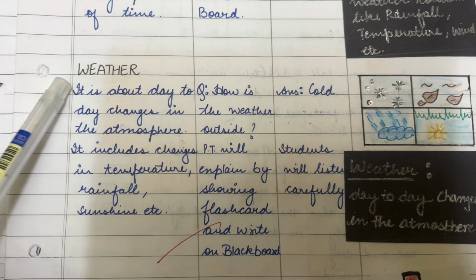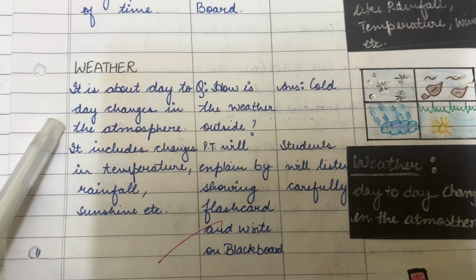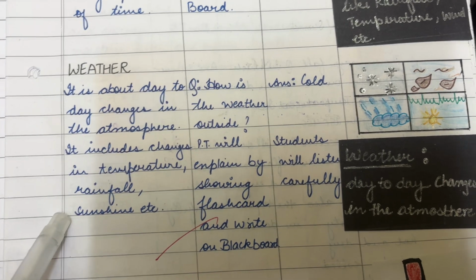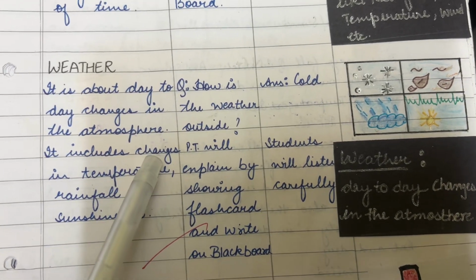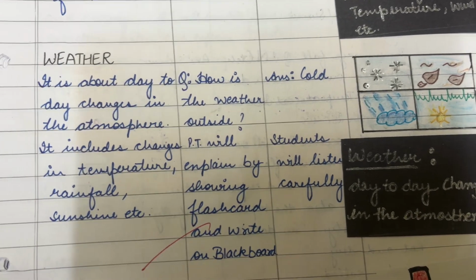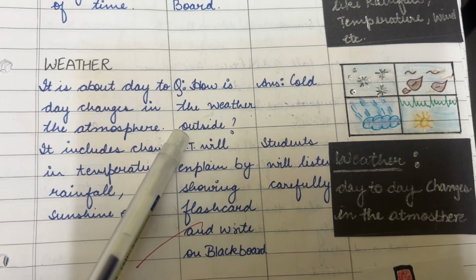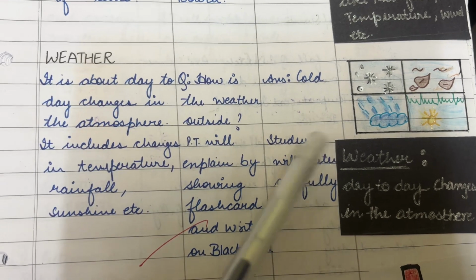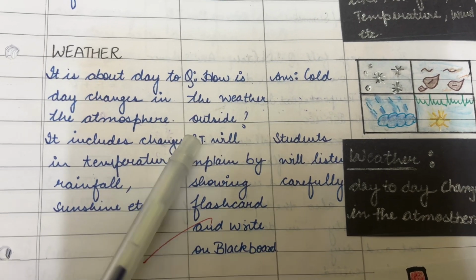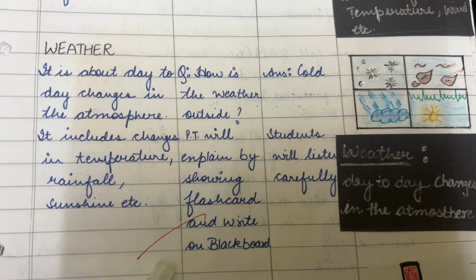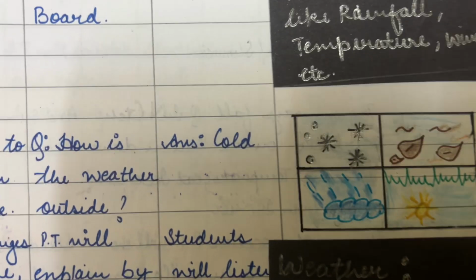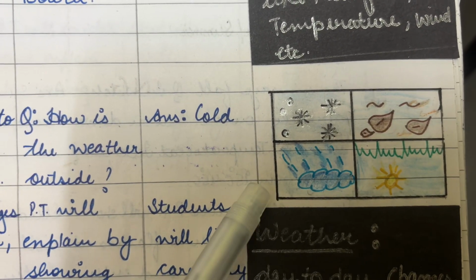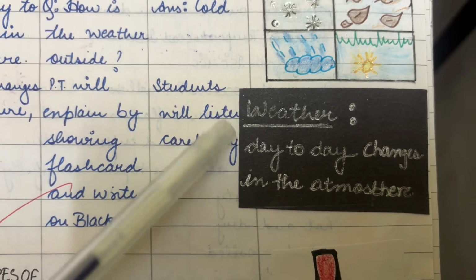Then the next heading will come, weather. It is about day-to-day changes in the atmosphere. It includes changes in temperature, rainfall, sunshine, etc. And then we'll ask a question to relate or to keep them interested in the chapter. How is the weather outside? PT will answer cold or sunny or whatever the weather is outside. Then we'll write PT will explain by showing flashcards and write on blackboard. You can make this flashcard where we'll show snowy, windy, rainy and sunny, and this is the blackboard work.